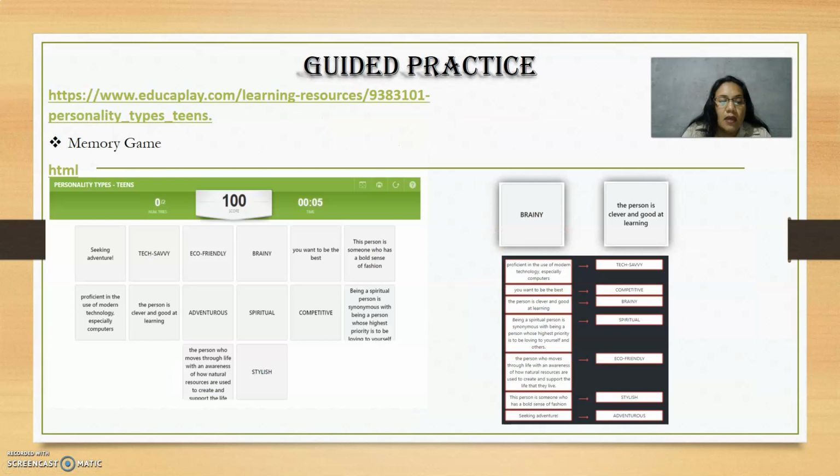Guided practice. Students will need to think of adjectives in Word Up. And then after the explanation, the teacher will explain the pair work, where they will have to match the new vocabulary, and the solo exercise, where they will have to describe themselves. Here we have each adjective learned with its respective meaning. For example, brainy: the person is clever and good at learning. Tech savvy: proficient in the use of modern technology, especially a computer, etc.